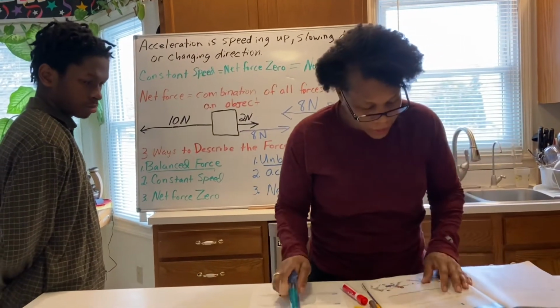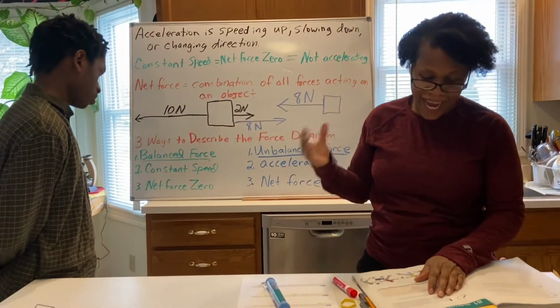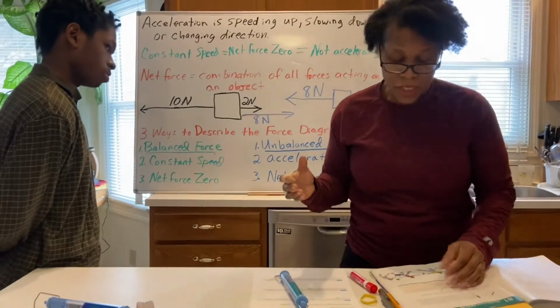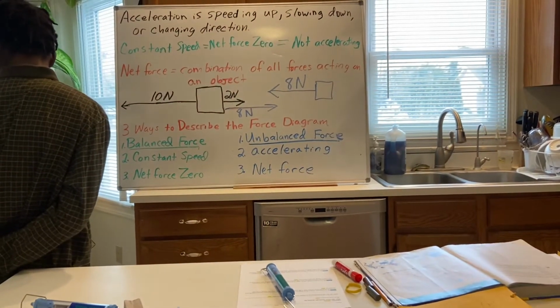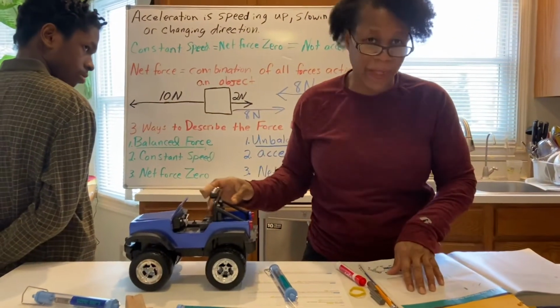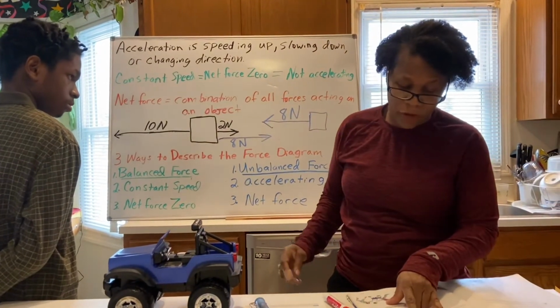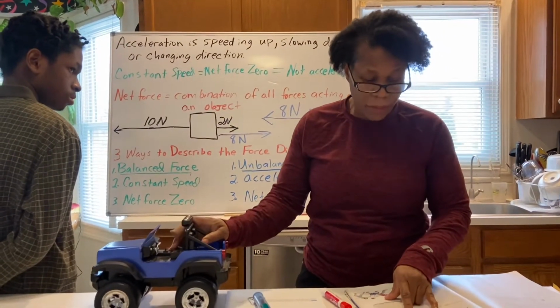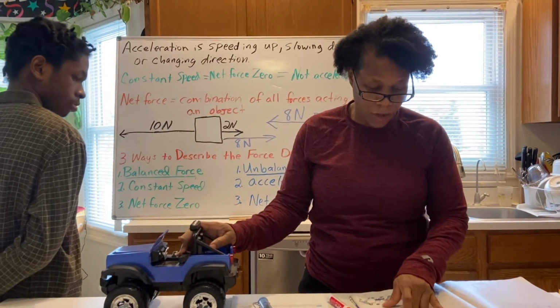Anyway, look, it says, imagine a car that is moving at a constant speed in a straight line. The frictional forces that would slow the car down are balanced by the engine force that moves the car forward. The result is a zero net force on the car.